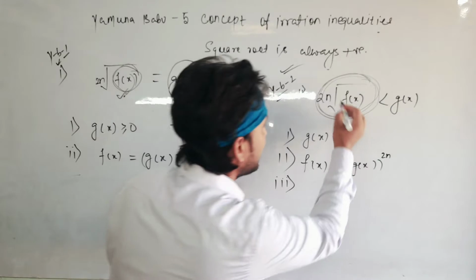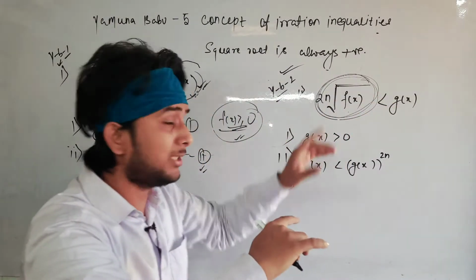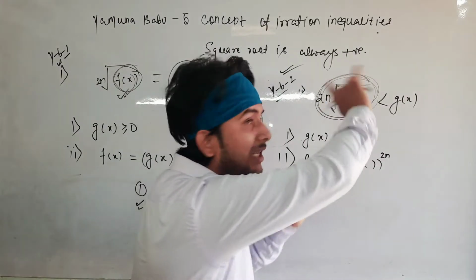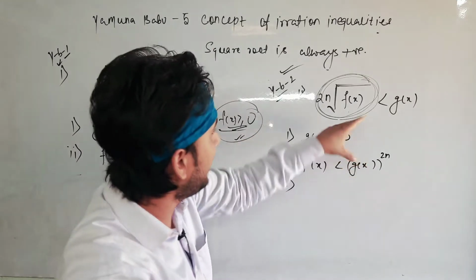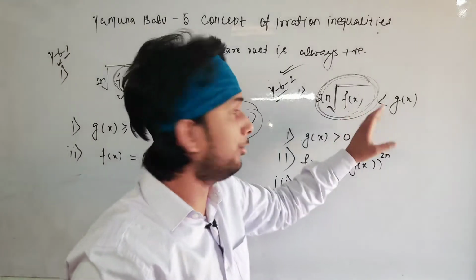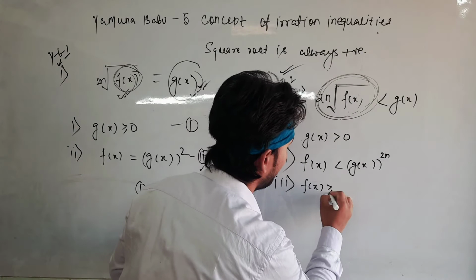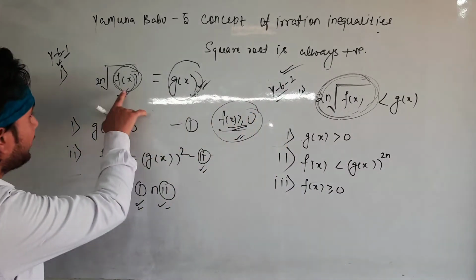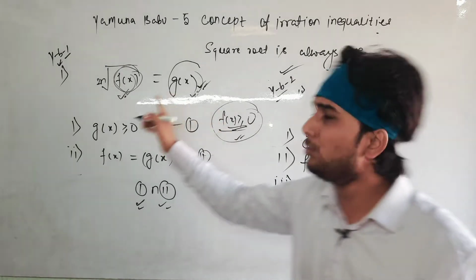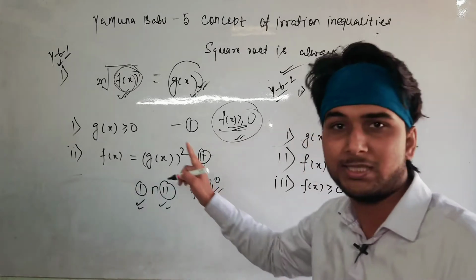In this expression you are saying that the square root of f(x) is less than g(x). It means the square root must be defined. Inside the square root, it may be negative. So here you have to apply f(x) must be greater than or equal to 0. And here I have not applied it. Why? Because there is no need to apply f(x) greater than or equal to 0.